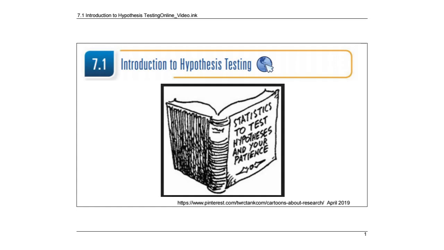Chapter 7 is about hypothesis testing. This is 7.1. So this is where you're seeing if your interpretation holds up with the numbers.